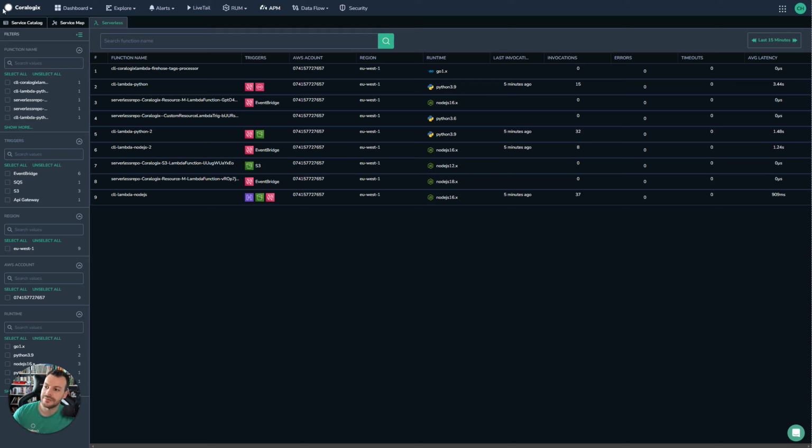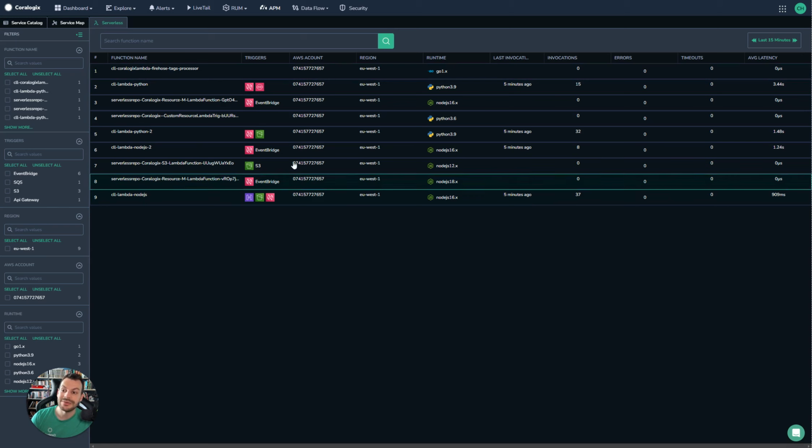We can see on the left-hand side we can filter by a number of things: the name of the function, any triggers that are configured, for example, EventBridge, SQS, S3, and so on, the region in which the serverless function is running, the AWS accounts, or the cloud account in general, and the runtime as well, so we can see the languages for that particular serverless function.